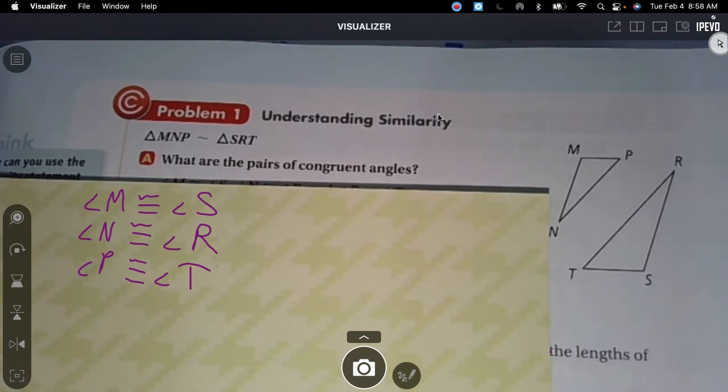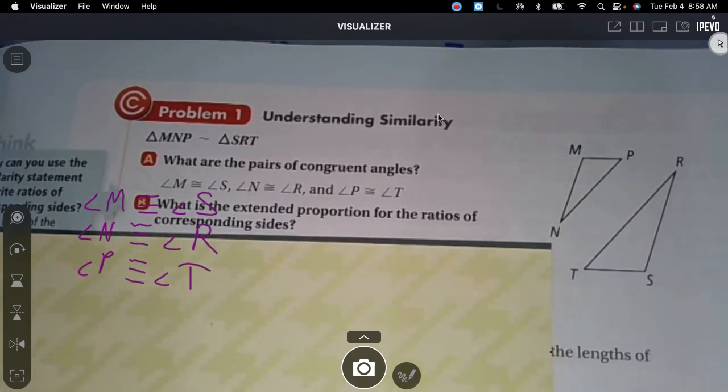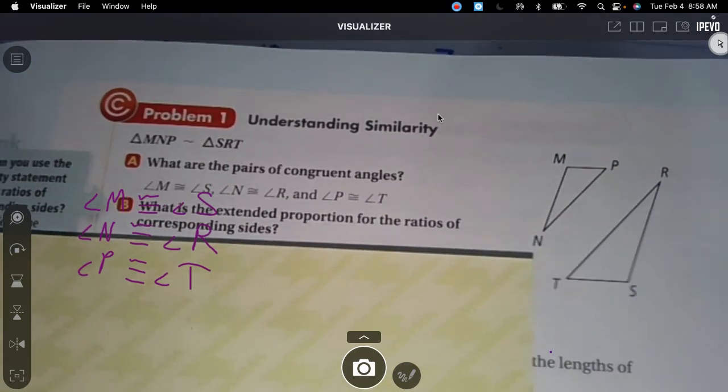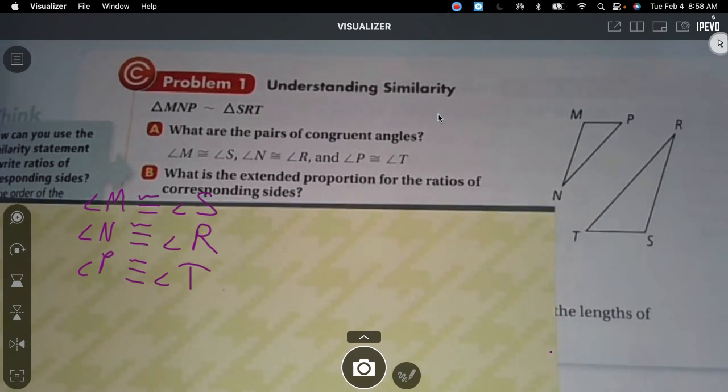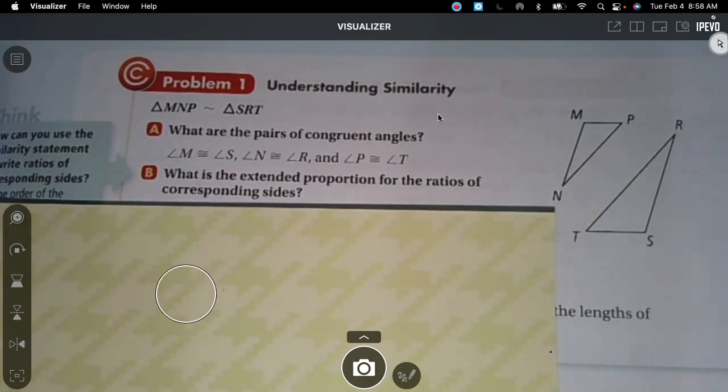All right. Then it says on the next one, what are the proportions for the ratios of corresponding sides? Like what sides go together? I'm going to erase these angles. They're listed right there as well. MN goes with SR. Very good. And that would be proportionate to what are some of the others? How about NP? NP goes with, not NR, RT.